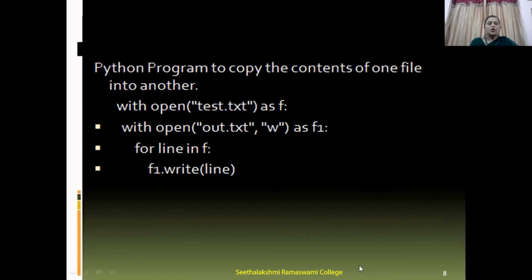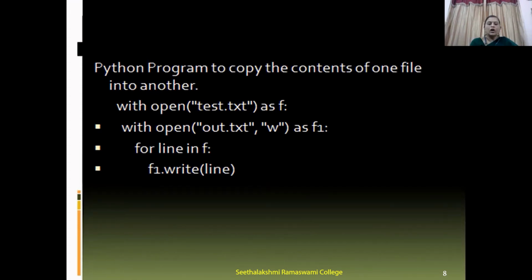Python program to copy the contents of one file into another. There is a file test.txt opened as f. Another file out.txt is opened in write mode 'w' as f1. Now there is a for loop: for line in f. For each line in f, the contents are written to f1 line by line.